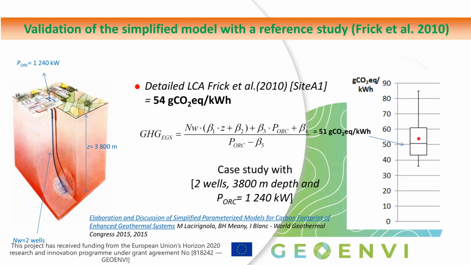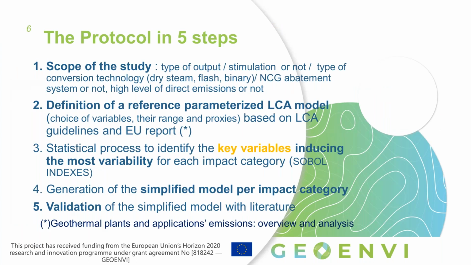So now the question is, how do we generate this simplified model? It is a 5-step protocol. First one, we have to define the scope of the study. Of course, we have different types of conversion technology: dry steam, flash, binary. We also have different types of energy. It could be heat production, electricity production. The level of direct emissions is also important. So you have first to decide on the scope of your study.